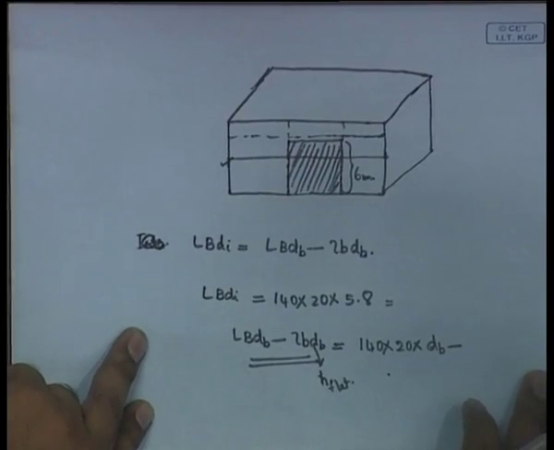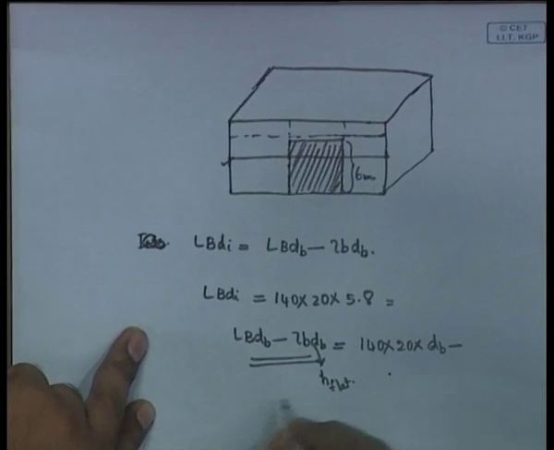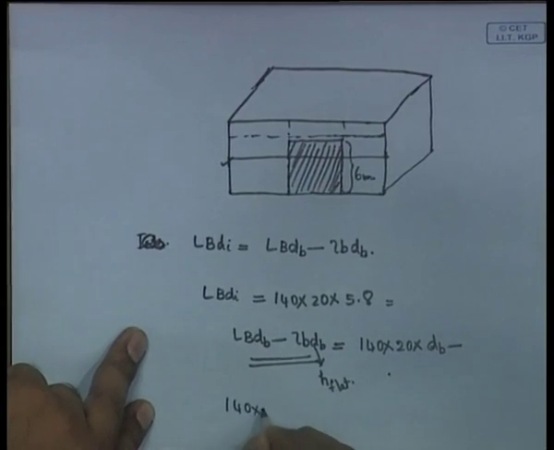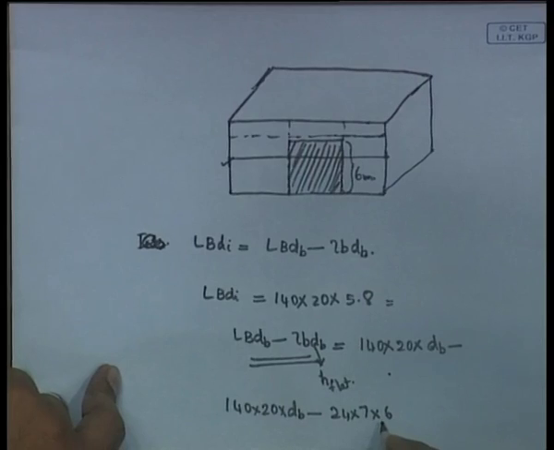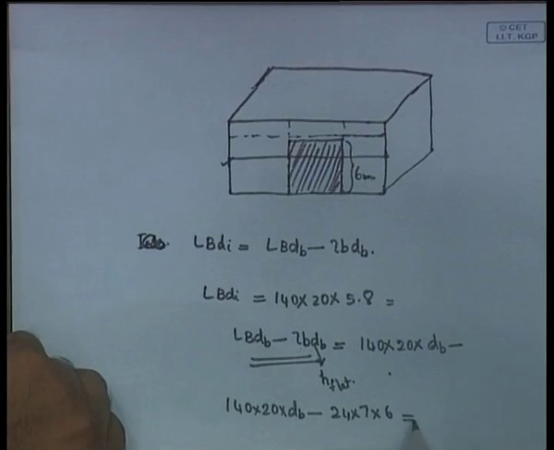So, it will become 140 into 20 into dB minus 24 into 7 into 6. Here l is the length of the compartment which is flooded, 24 is the length of the compartment that is flooded, 7 is the breadth of the compartment that is flooded, and 6 is the height of the flat, that is the height up to which the compartment can get flooded. So, this is equal to the initial volume. That formula, please, as I told you, it is very important.